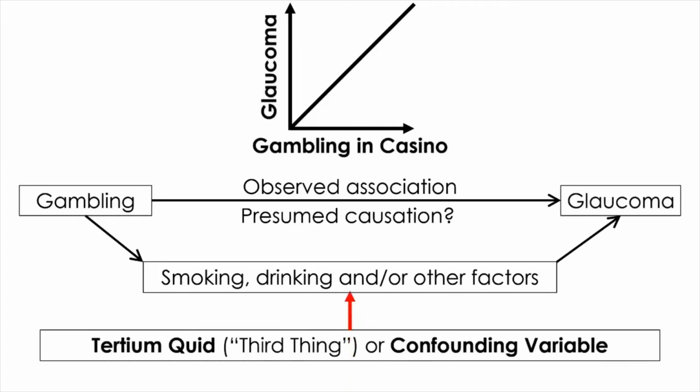So what's really governing the relationship between the two events is the third event, called tertium quid in Latin, or a confounding variable. Therefore, we always need to be very careful not to mistake a mere correlation for a true causation whenever we see a relationship between two events or variables.